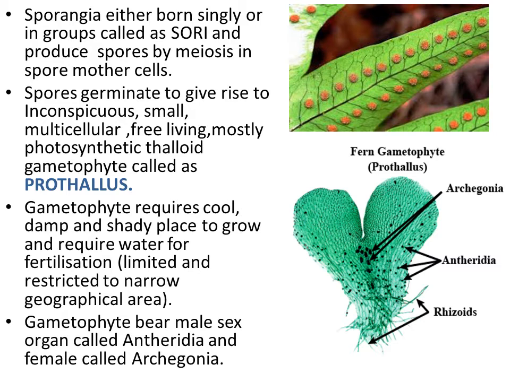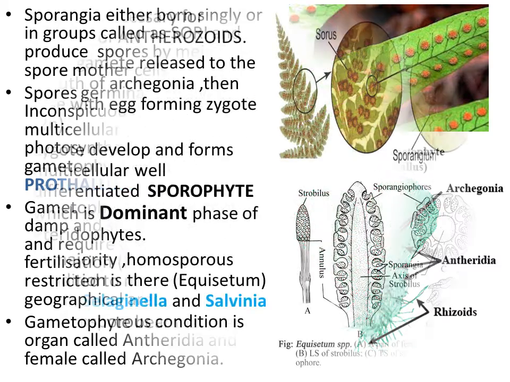Next, these gametophytes bear the male sex organs and the female sex organs. You can see in the diagram, the male sex organs are called antheridia and the female sex organs are called archegonia.